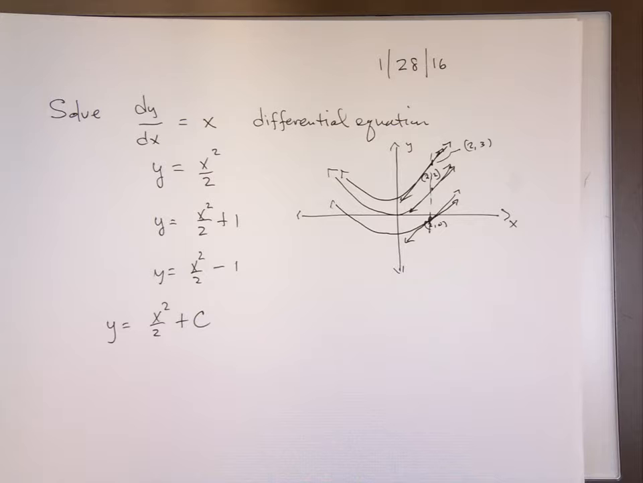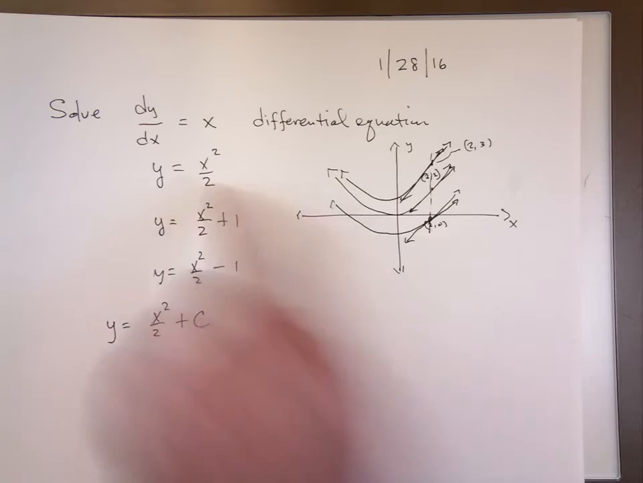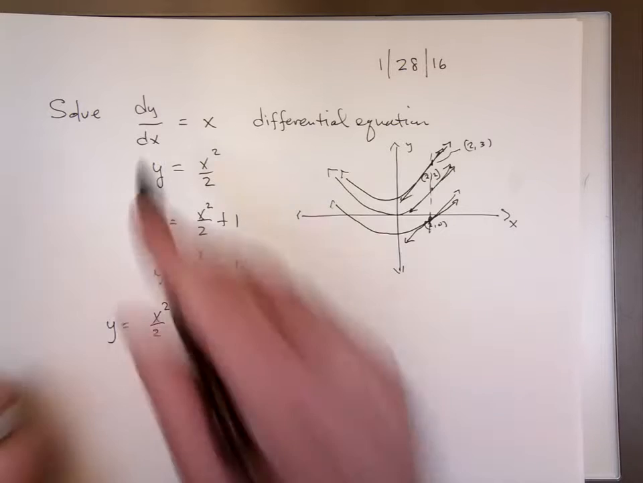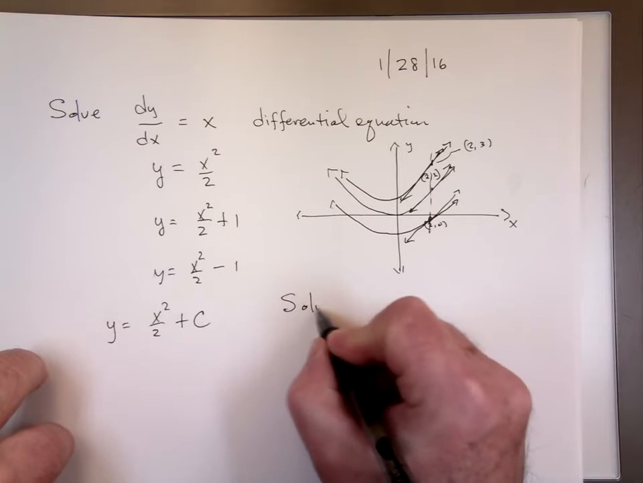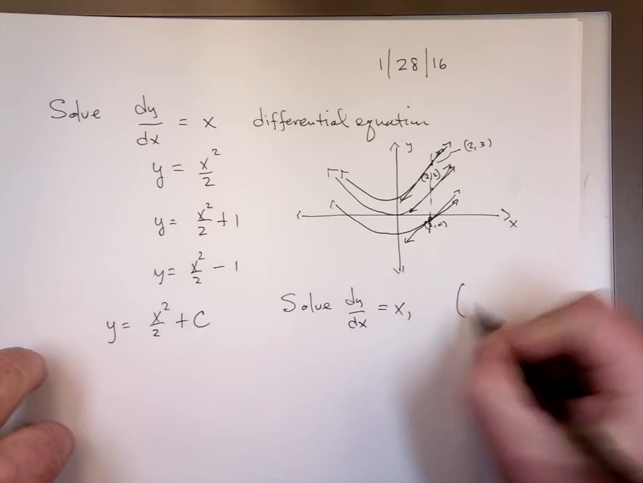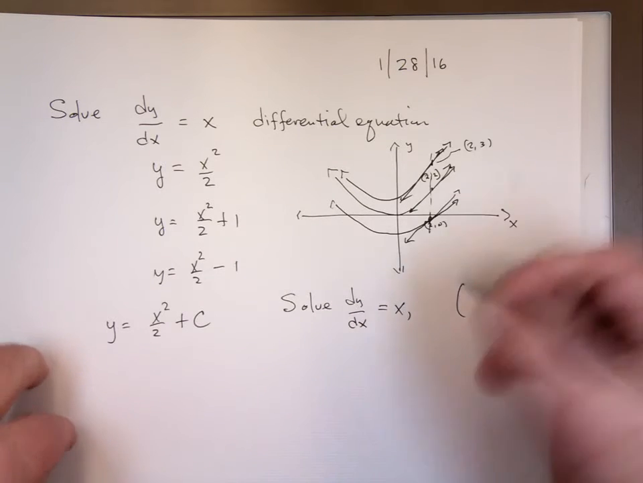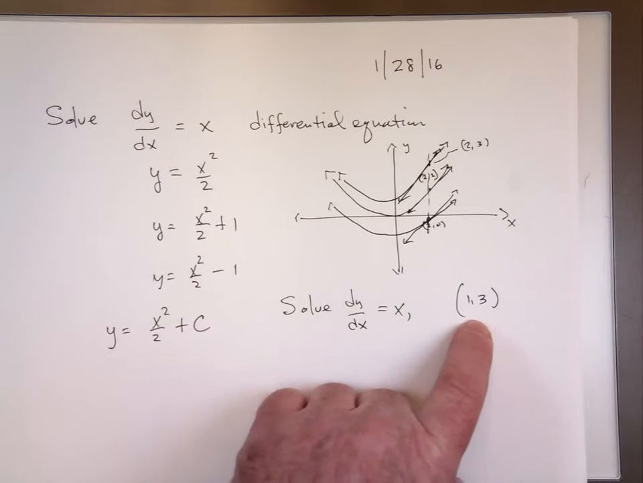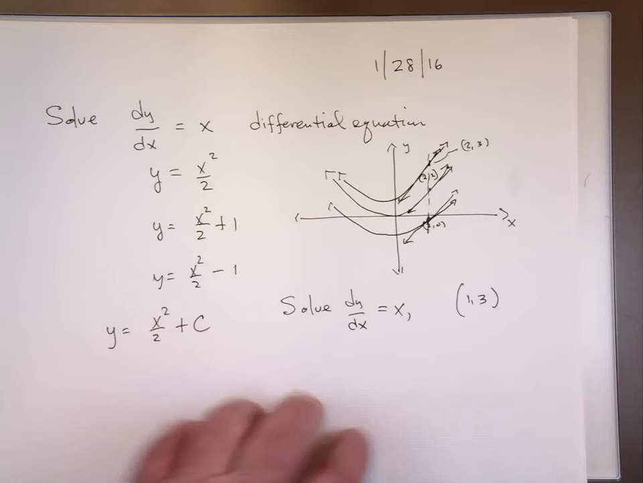Now, sometimes we're given a specific point through which the graph must pass. In other words, if we're given this, we may be given a point. Let's say it has to pass through the point 1, 3. This is called an initial condition.